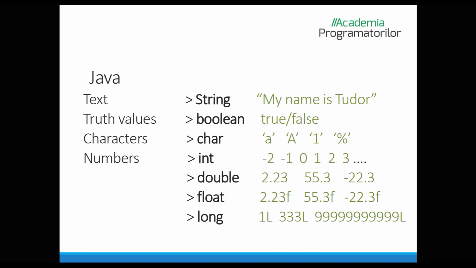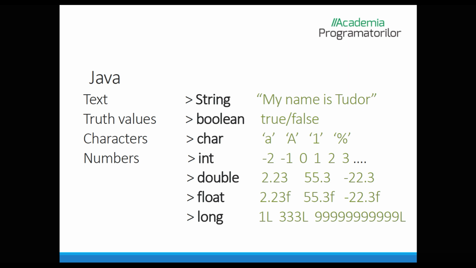1 can also be registered by our compiler as a character. This also applies to special signs. Numbers in Java can be of several types. They can be integers of type int. I can say -2, -1, 0, 1, 2, 3, and so on. We can also have double numbers, which are written with a dot. For example, let's say 2.32, 55.3, and so on.